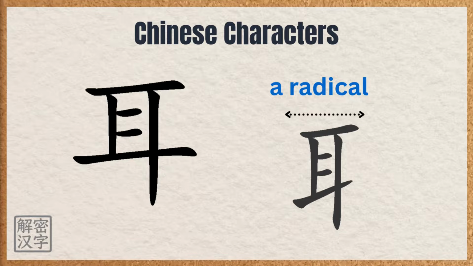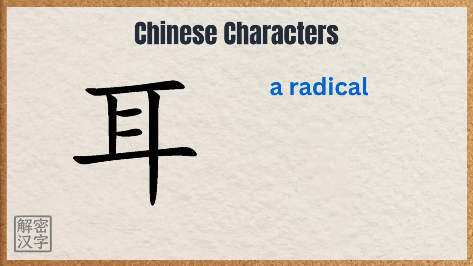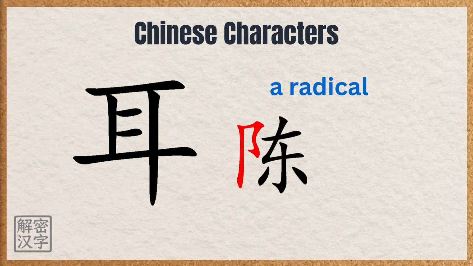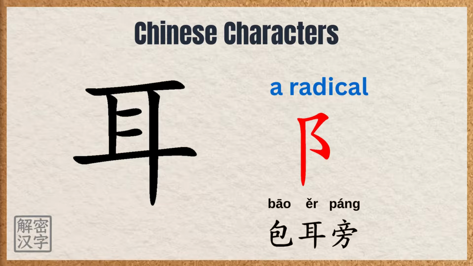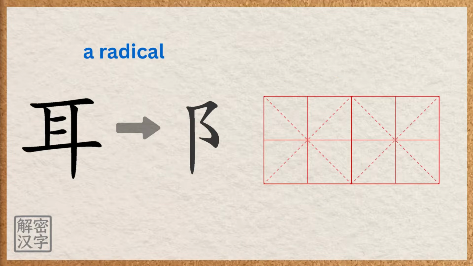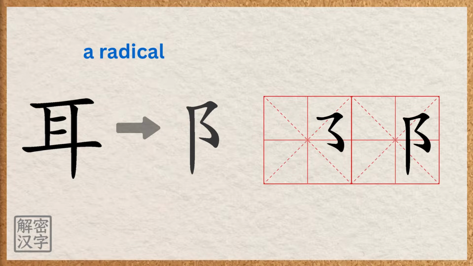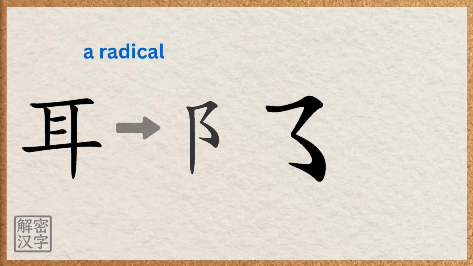There's also a special simplified form of the character 耳 when it's used as a radical. It looks like this, and we call it the "bāo pángr". It's made of 2 strokes, and the writing order is a bit unique. You start with the horizontal turning hook stroke on the upper right, and then write the long vertical stroke on the left. Getting this radical right can be tricky, especially that horizontal turning hook stroke. It really takes some practice.